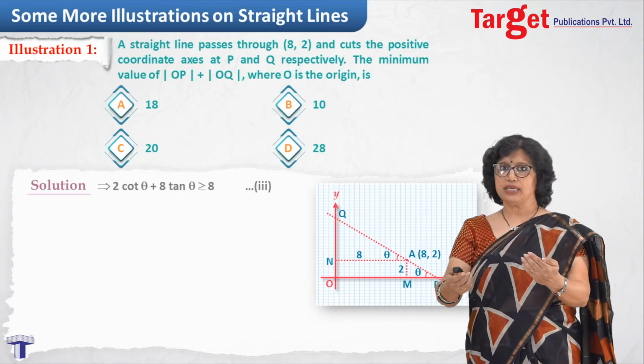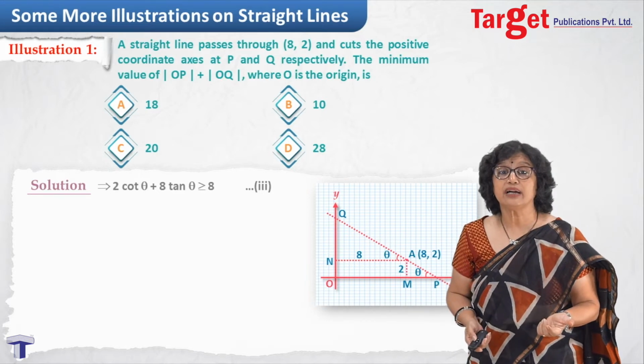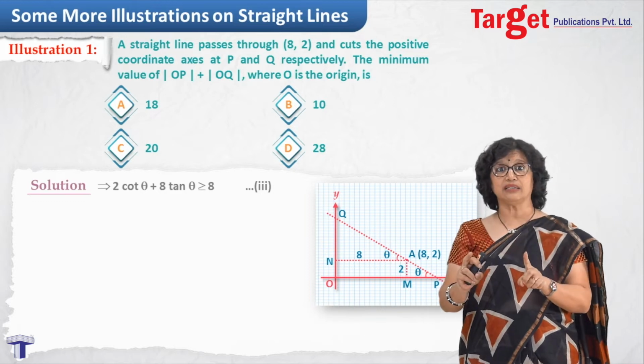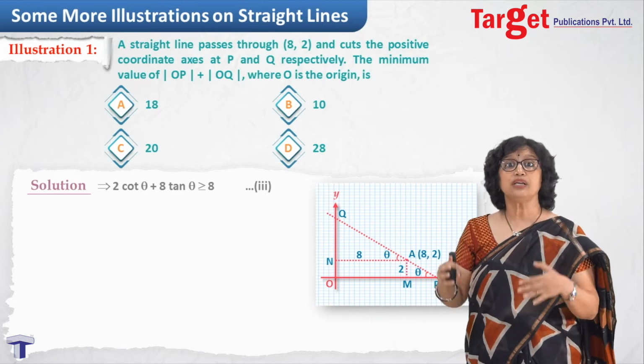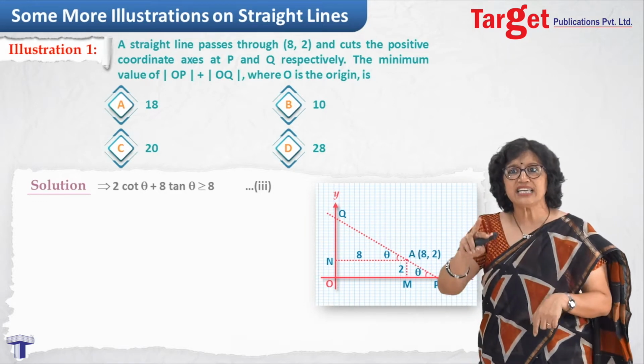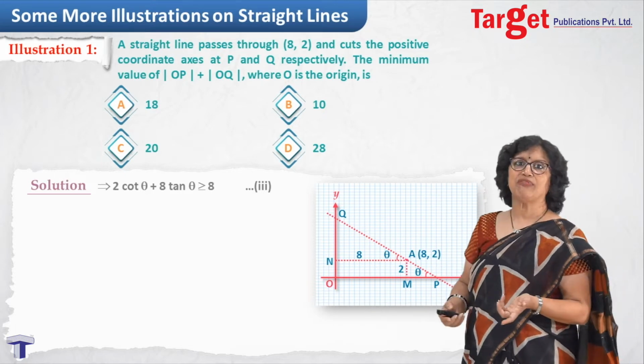Now, out of curiosity, you must ask, does equality occur? Because unless equality occurs, we are not in a position to say that such and such value is the minimum. Can I say the minimum value of 2 cot theta plus 8 tan theta is 8?